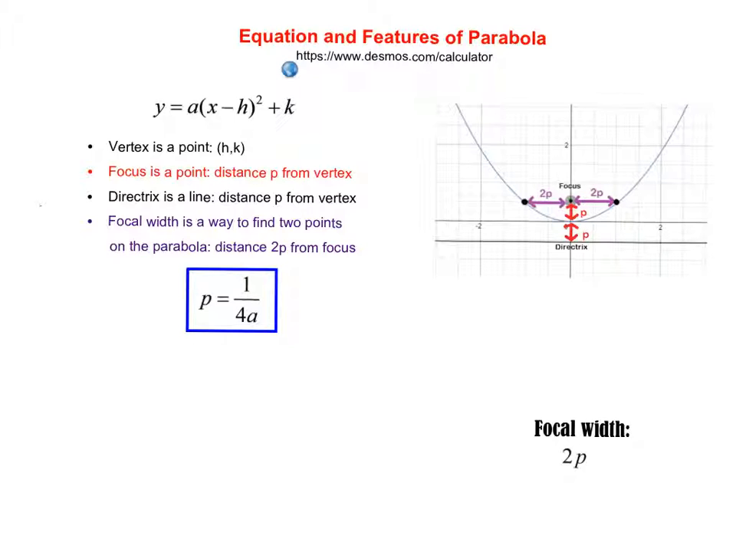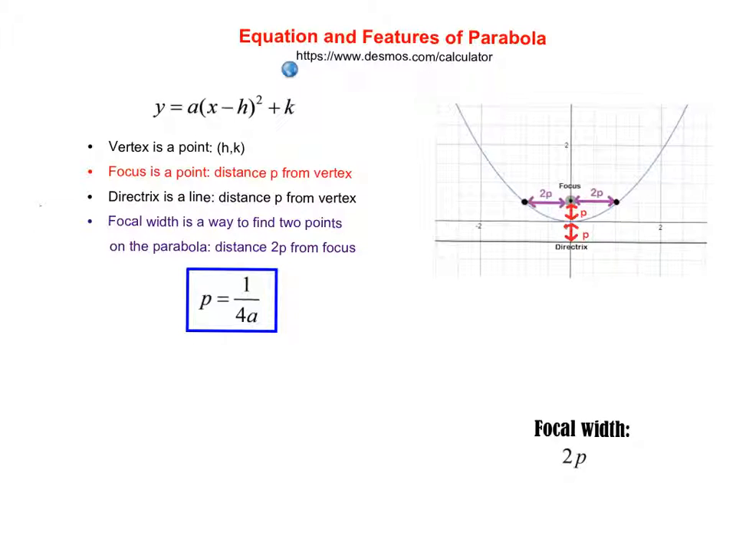Here's some other information we need to know, some of which you've already known. The vertex is the point (h, k). We talked about that all in chapter 7. Now the focus, we know what it is visually. It's that point that's kind of in between the parabola there.